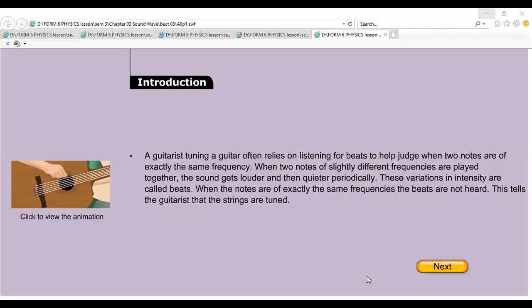Introduction. A guitarist tuning a guitar often relies on listening for beats to help judge when two notes are of exactly the same frequency. When two notes of slightly different frequency are played together, the sound gets louder and then quieter periodically. That is when it is loud and soft. This variation in intensity is called beats. When the notes are of exactly the same frequency, beats are not heard. This tells the guitarist that the strings are tuned.